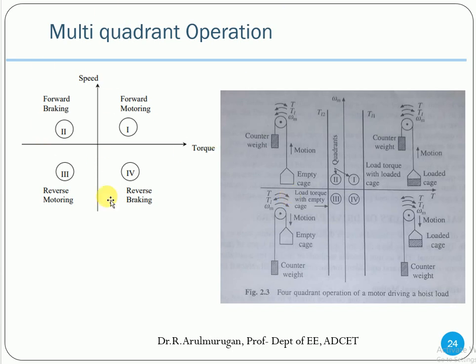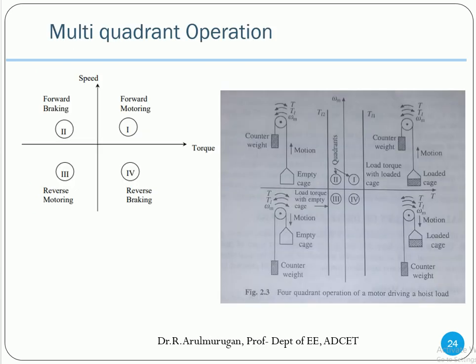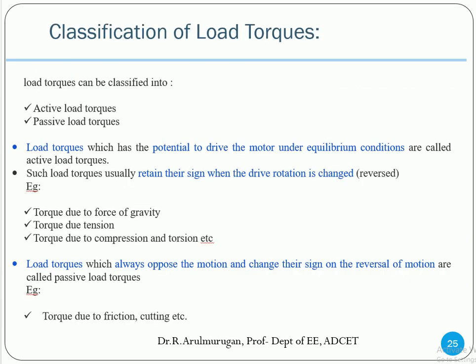So this is an example about dynamic conditions. In your syllabus, dynamic conditions are mentioned. Then a further point, the load torque. Load torque means the torque taking place on the load. Generally it is classified as active load torque and passive load torque.